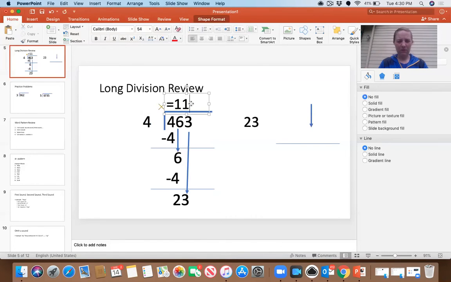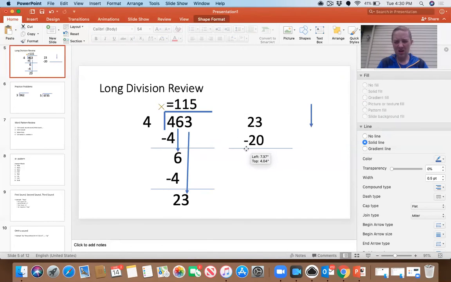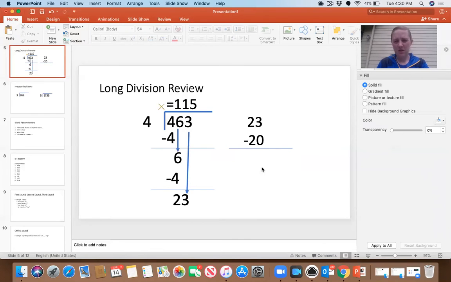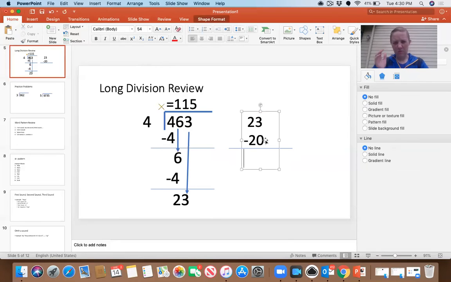So we're going to multiply 4 times 5. So I'm going to put my 5 here. And then what did we say 4 times 5 was? 20. So now we're going to do 23 minus 20. So now I'm just going to drop down here.